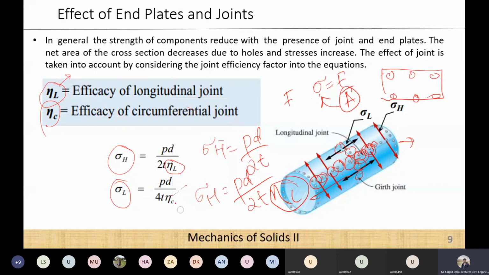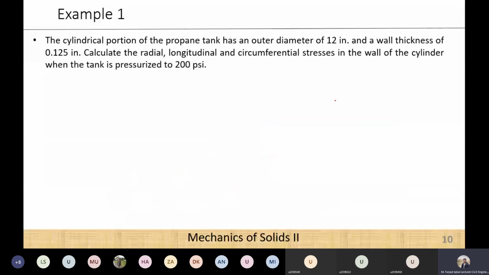So is there any question about this one? If not, we can solve one simple example problem to understand the application of the different formulas or different stresses that we have just discussed.